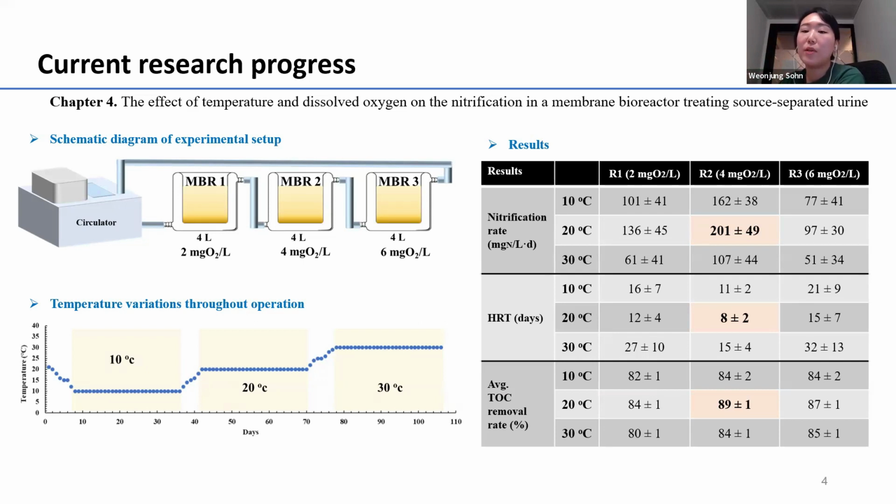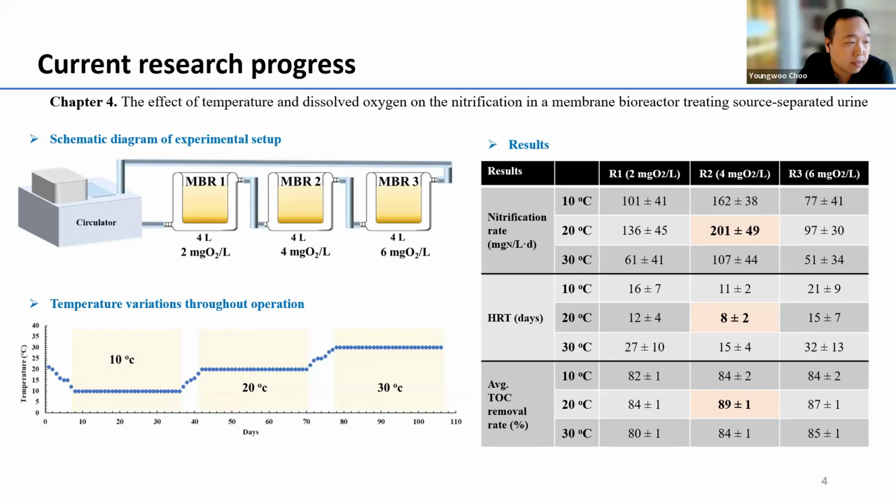So I'm planning to do the microbial analysis of sludge samples so that the results can explain more of this result, I think. So I'm planning more analysis of this result.